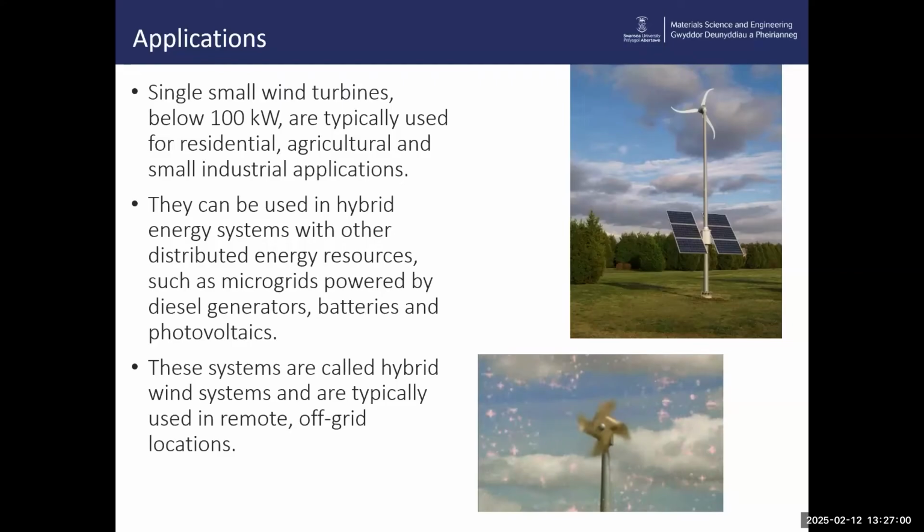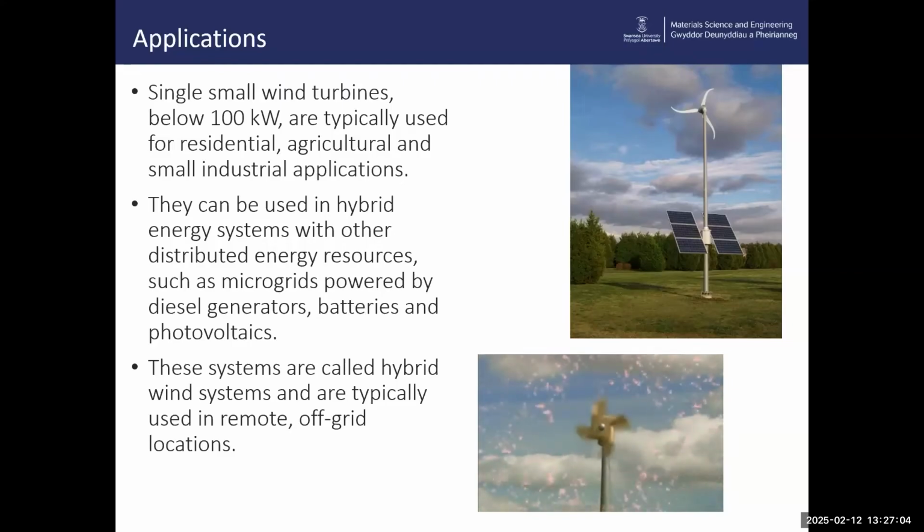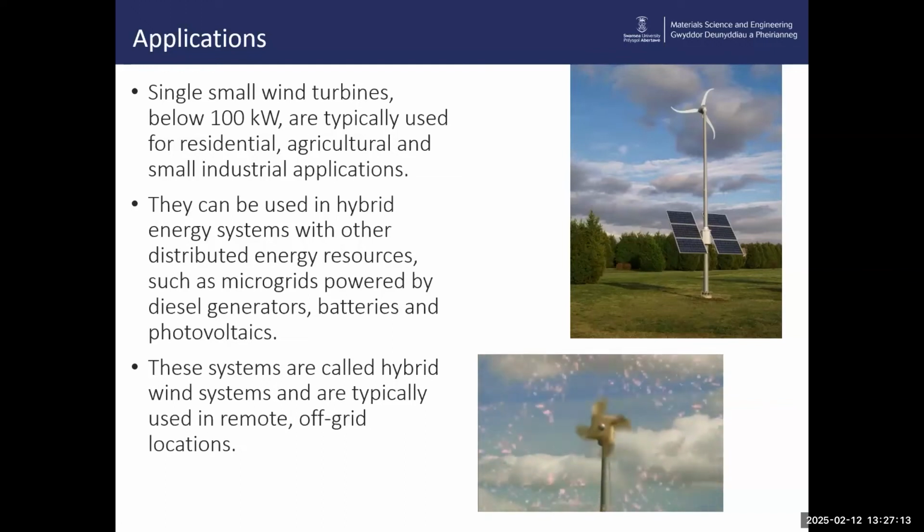These can be used in hybrid energy systems with other distributed energy sources, such as microgrids powered by diesel generators or batteries and photovoltaics. These systems are called hybrid wind systems and are typically used in remote off-grid locations.